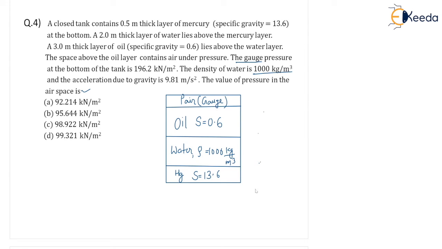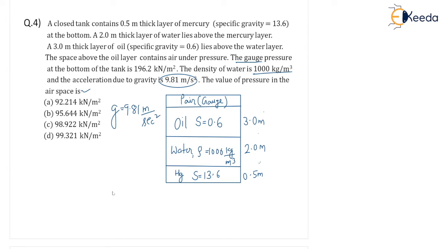This is the question. The thickness is given: 0.5 meter for this one, this one is 2.0 meter, and this one is 3.0 meter. One more important piece of information given is the g value. G is given as 9.81 meter per second square.